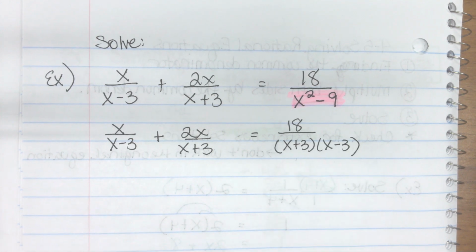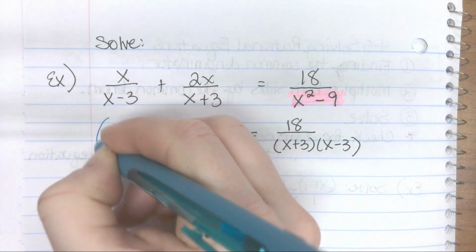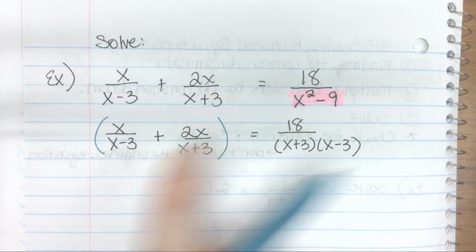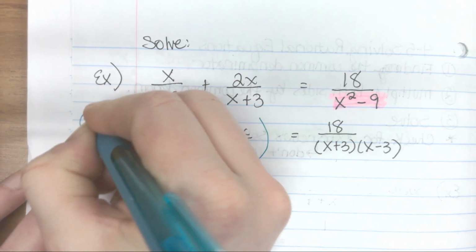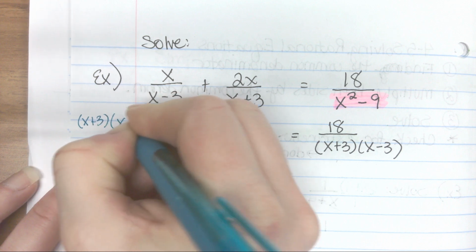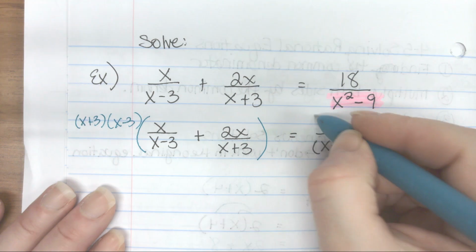So what I'm going to do now is go to what we were doing before, and the first step was to multiply by the common denominator. It just so happened on Monday it was only one denominator. So I'm going to put a parenthesis here. I'm going to multiply this whole side by both x plus 3 and also x minus 3. I'm going to do the same thing over here.